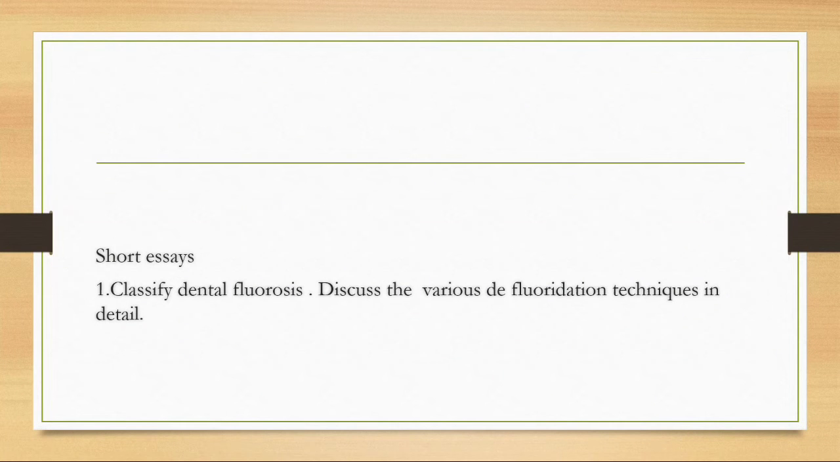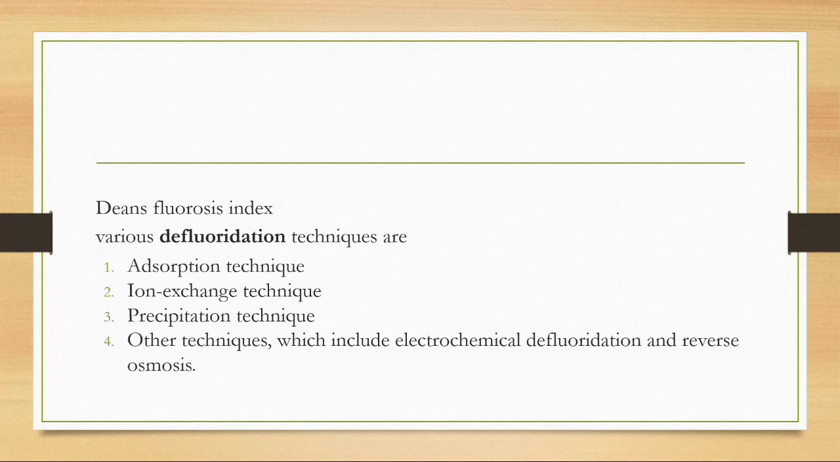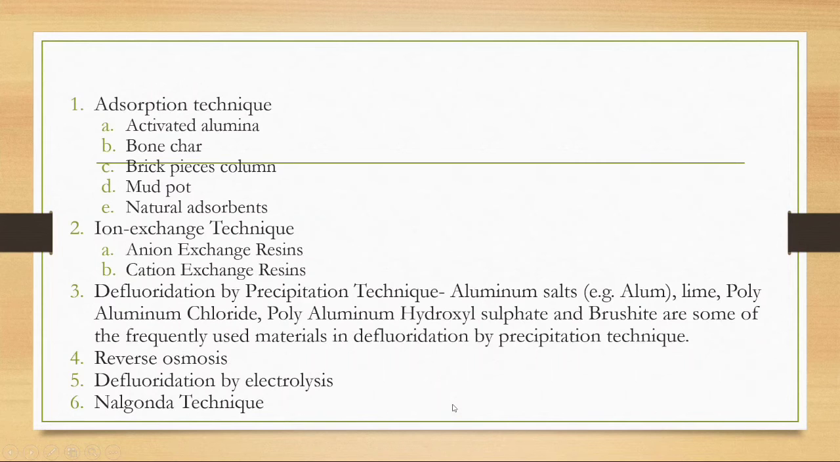Next we have a short essay regarding dental fluorosis and defluoridation technique. For dental fluorosis, we need to write about Dean's fluorosis index and its 6 categories. We know them: normal, questionable, very mild, mild, moderate, severe. So those categories and their appearance we need to write. After that, defluoridation techniques. We have many techniques. One is adsorption, then ion exchange technique, precipitation, electrochemical, and reverse osmosis.